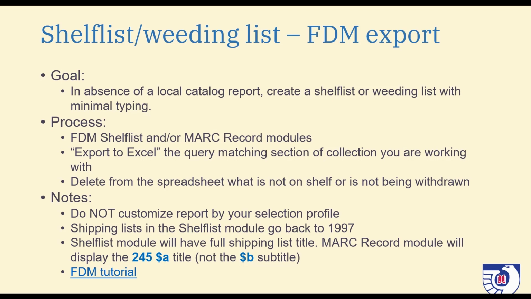that process. What we're going to do is we're going to go out to FDM and we're going to take advantage of two modules. We're going to take advantage of the shelf list module as well as the MarcRecords modules. We're going to take advantage of the export to Excel feature in lieu of actually downloading catalog records. And then we're going to mash the two record sets up.